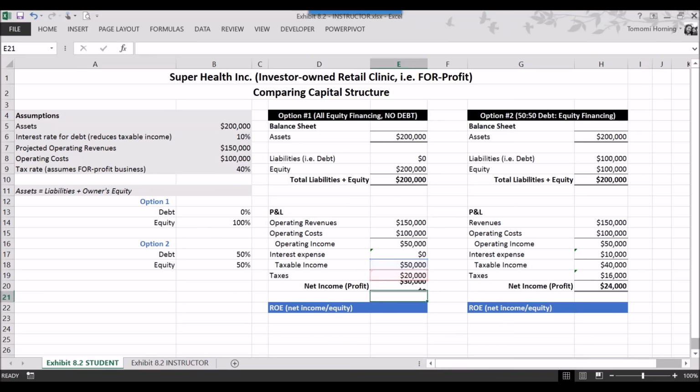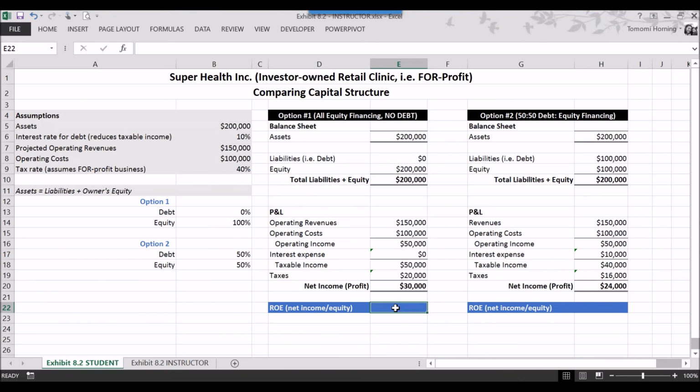Again, do the same thing on the left. So now you can right away see a difference in your net income. When you do all equity, it's $30,000. But in the case of your half equity, half debt scenario, it's now $24,000. And it all stems from this interest expense line. Because in this case, we didn't have any borrowed money, therefore no interest expense. Therefore, our taxable income was higher compared to if we did borrow money. And it's a trickle-down effect from there.